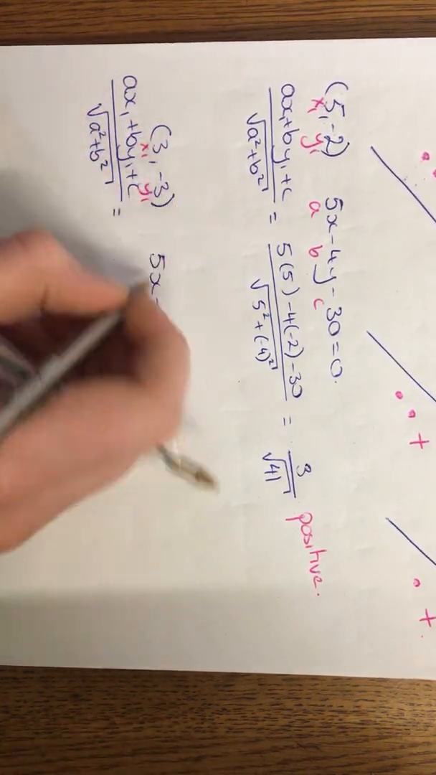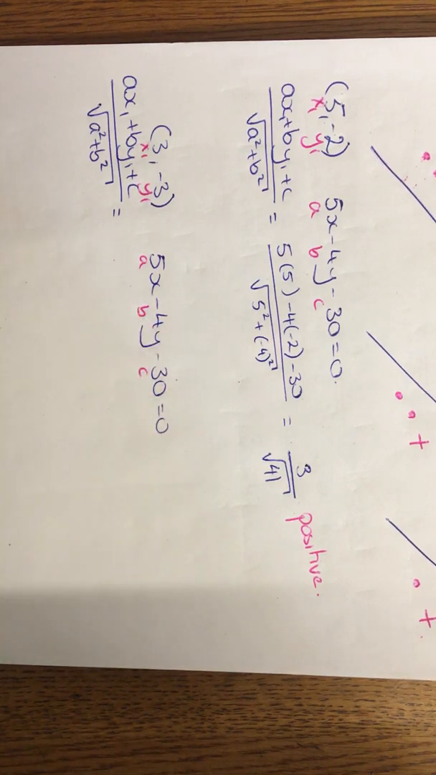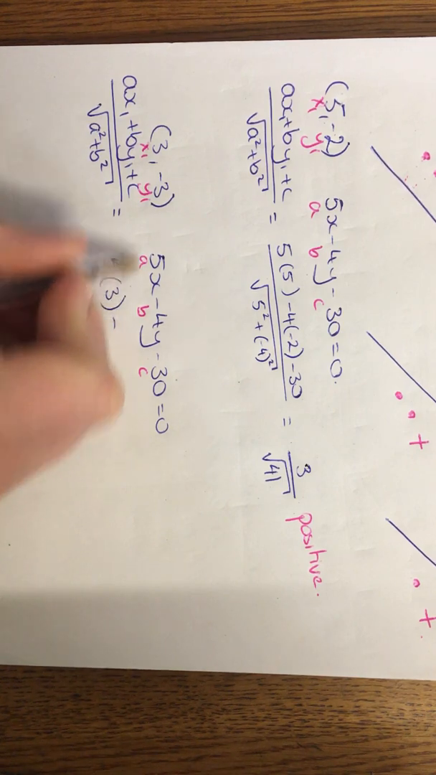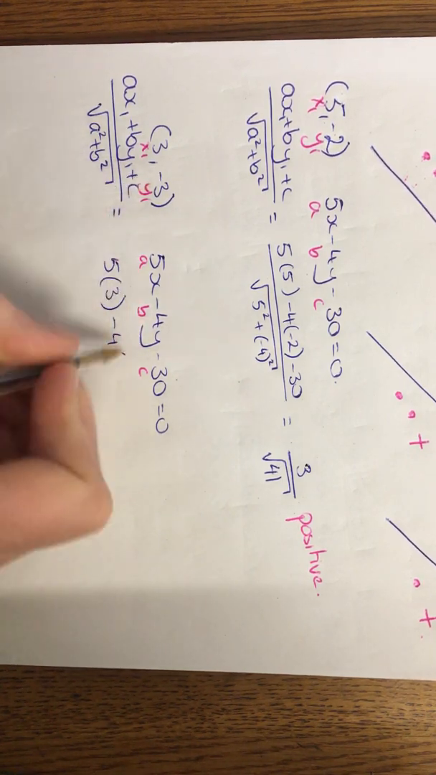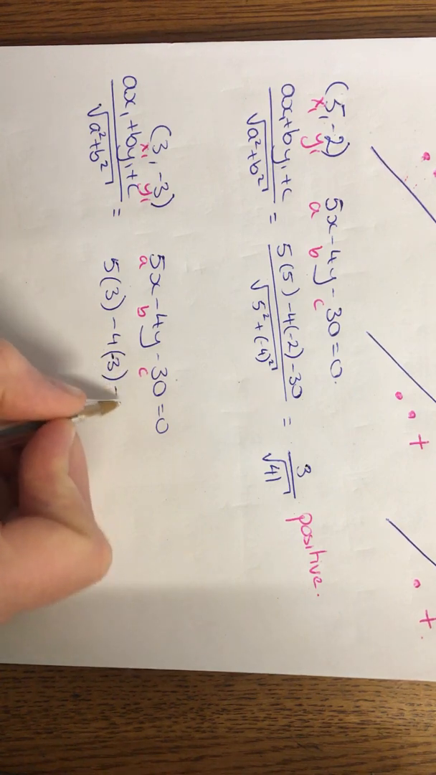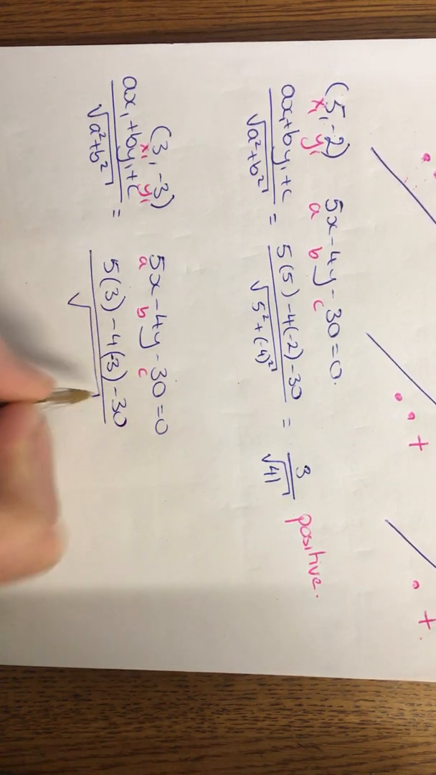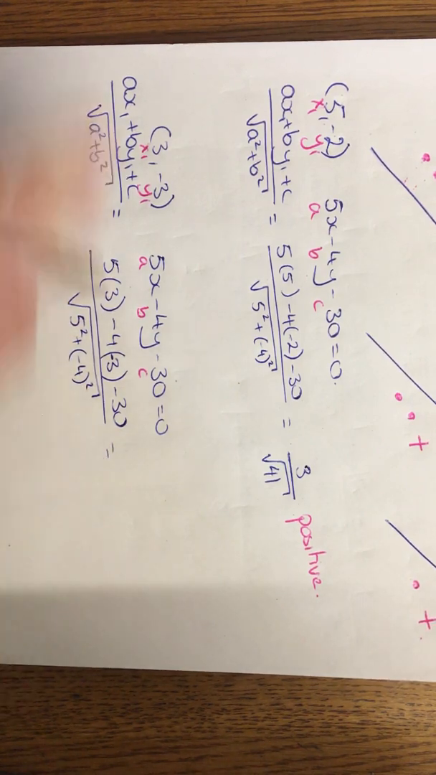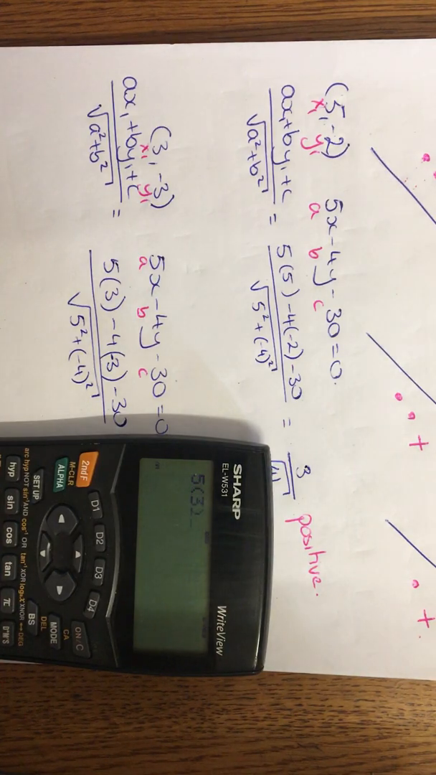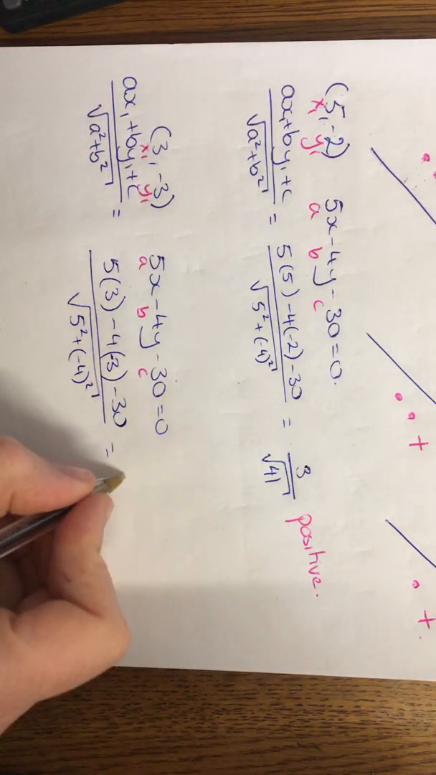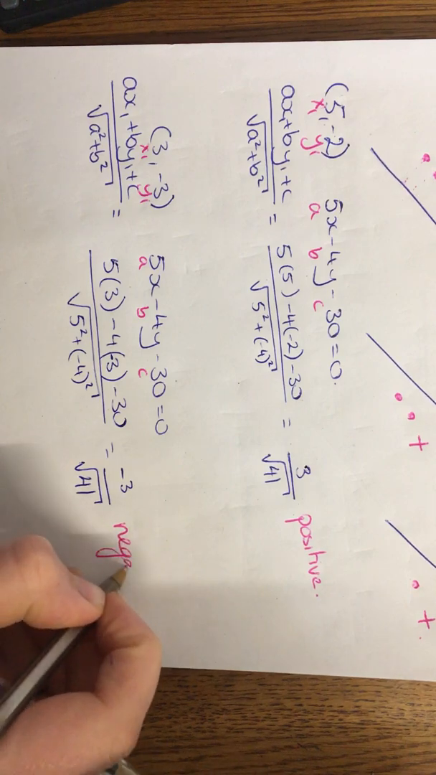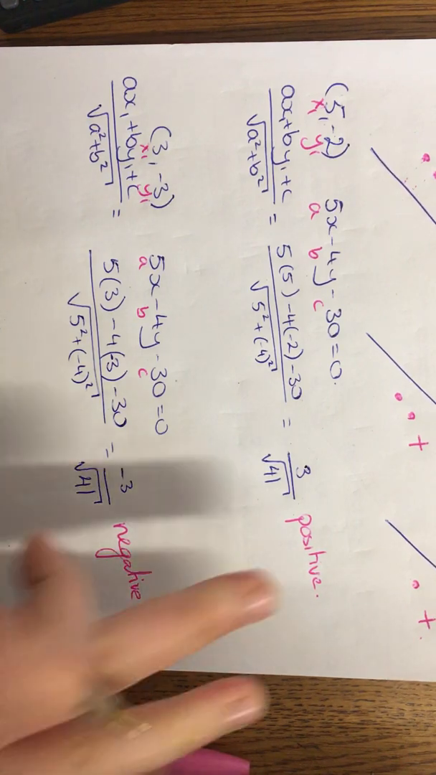Label x1, y1, a, b and c. So filling in, then I have 5 goes with 3 and -4 goes with -3 and a -30 all over the square root of a squared, which is 5 squared, and -4 squared. So top line is 5 with a 3, -4 goes with a -3, -30 equals. So I get -3 up here over root 41. So that is negative. So one positive, one negative.